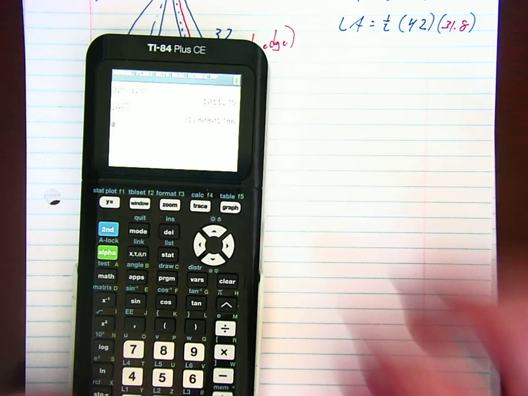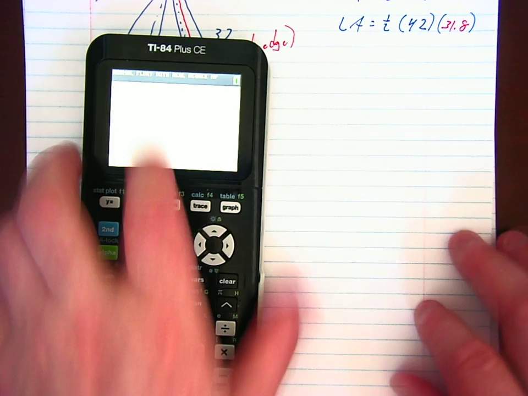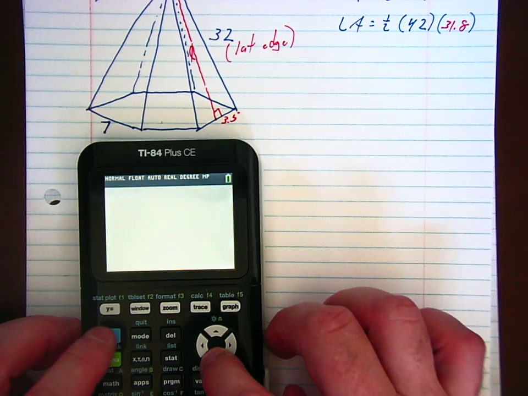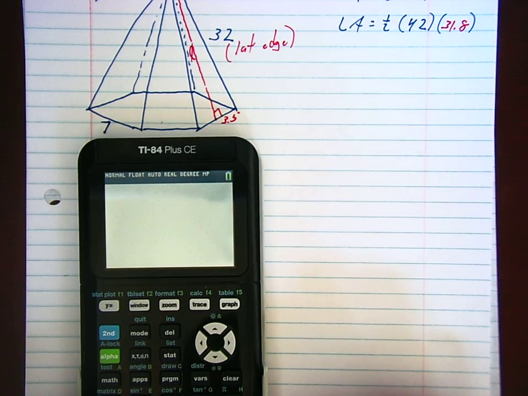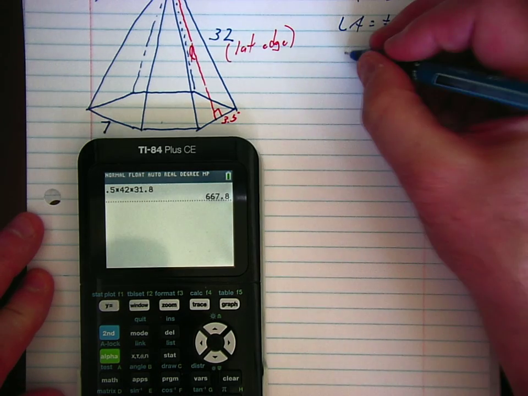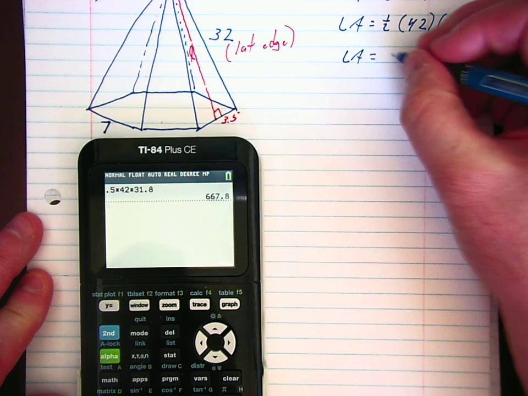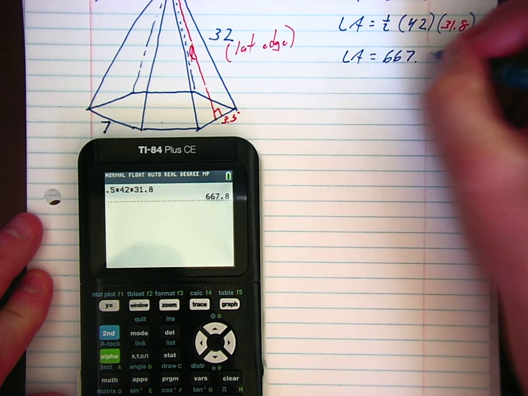So what we got? Clear all that out. Turn this contrast down a little bit. 0.5 times 42 times 31.8. And there's lateral area, 667.8.